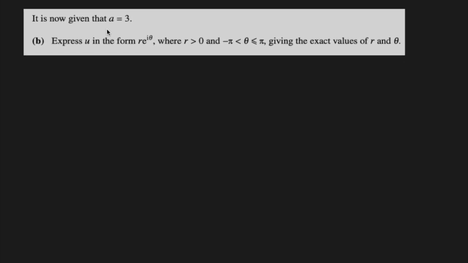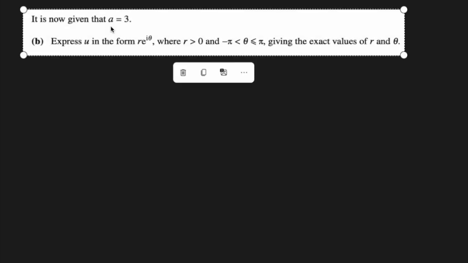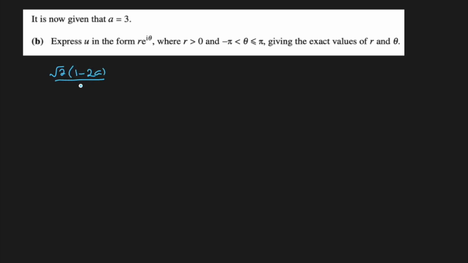It says now it is given that a is 3. Very good. Write u in terms of r and theta, where r has to be positive and theta has to be between minus pi and pi, giving exact values of r and theta. Let me rewrite what we got earlier, then we will substitute a equal to 3. We got square root 2 times 1 minus 2a over 5 minus square root 2 times a plus 2i over 5.